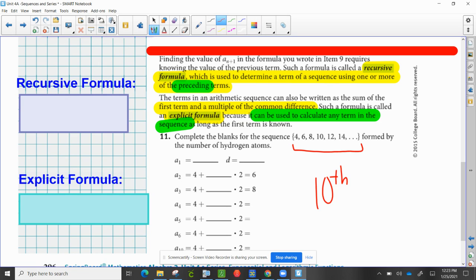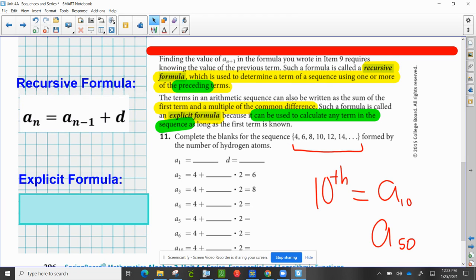That's fine. Remember, that would be listed as like A10. Okay, but what if they asked you to find A50? The 50th term in the sequence. If that's the case, I don't want to sit here and add 2 to each term until I get to the 50th number. So the way that we can find any term in the sequence is by using these formulas.